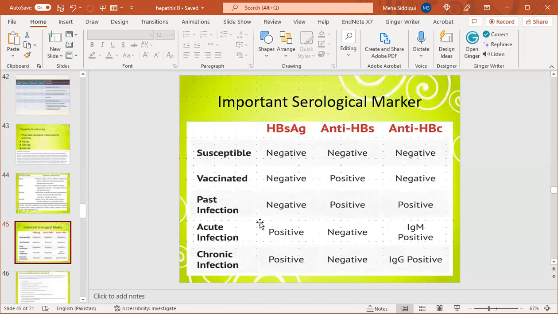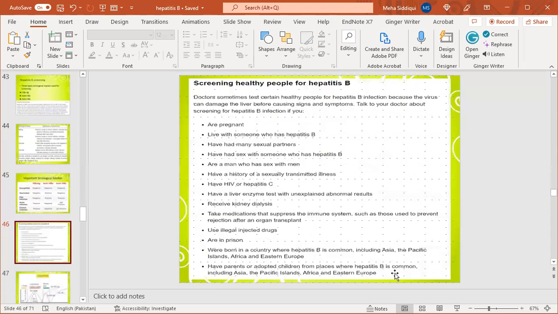So in susceptible individuals, all three markers are negative. In vaccinated people, only anti-HBs is positive. In past infection, both anti-HBs and anti-HBc are positive. In acute infection, HBs antigen is positive and IgM anti-HBc is positive. And in chronic infection, hepatitis B S antigen is positive and IgG anti-HBc is positive.